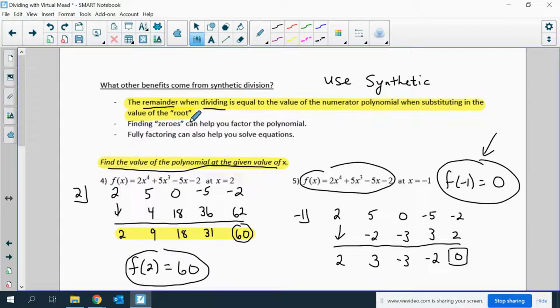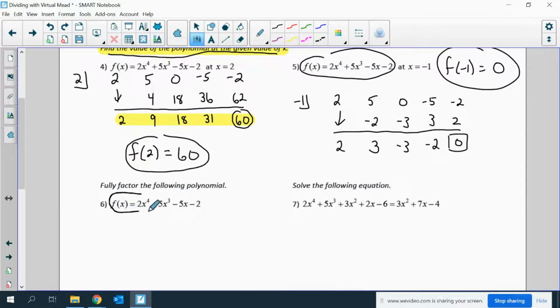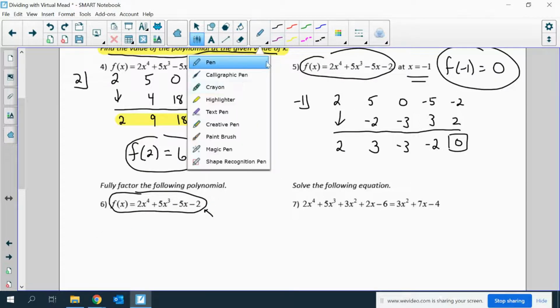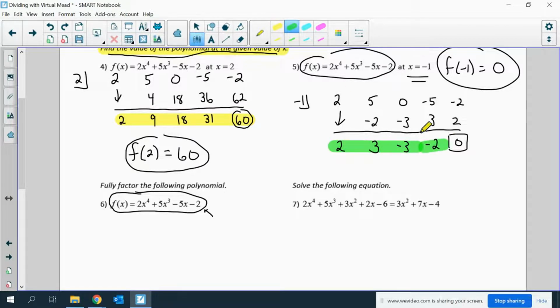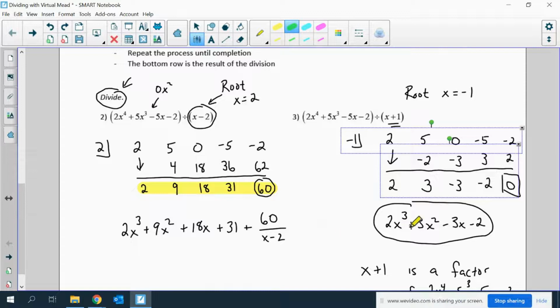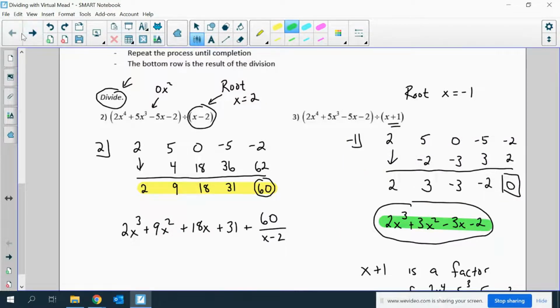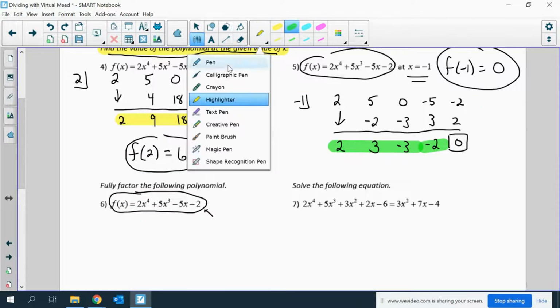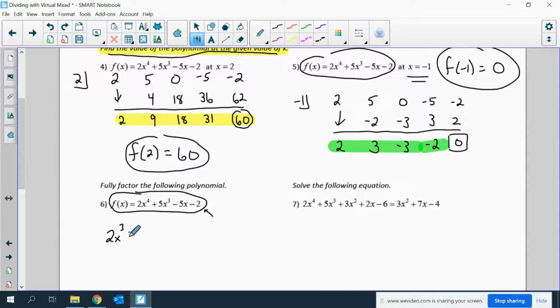I can also find finding these zeros can help me factor the polynomial. So what do I notice? If I want to factor this polynomial, which I've already worked with most of this worksheet, what did I see? I saw that x equals -1 is a factor because if I plug in -1, I get 0. So what I can do is I can also say that if I look at my coefficients, remember as I wrote what this was, if I divided by x plus 1, I end up with 2x to the third plus 3x squared minus 3x minus 2.